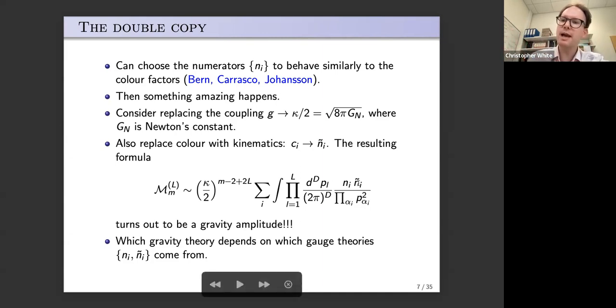If you have the same gauge theory being chosen, you are allowed to do that, and then it looks like you've squared the numerator. But in general, you could choose two different sets of numerators. And remember that this squaring happens term by term, so it happens for each diagram separately, if that clarifies things.